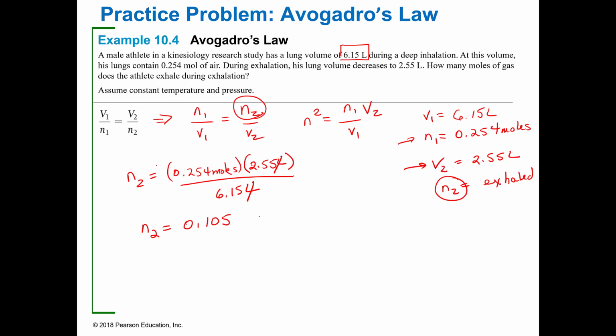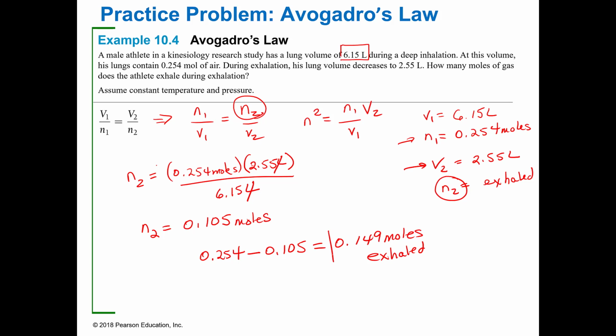0.105. Now, think about what this is. Okay, this is how many moles are left in the lungs. Okay, but it's asking me how many moles he exhaled. So in order to find that, I have to say that I had 0.254 during inhalation, and I had 0.105 left after exhalation. So the difference between those two is 0.149 moles. That's how much he exhaled.